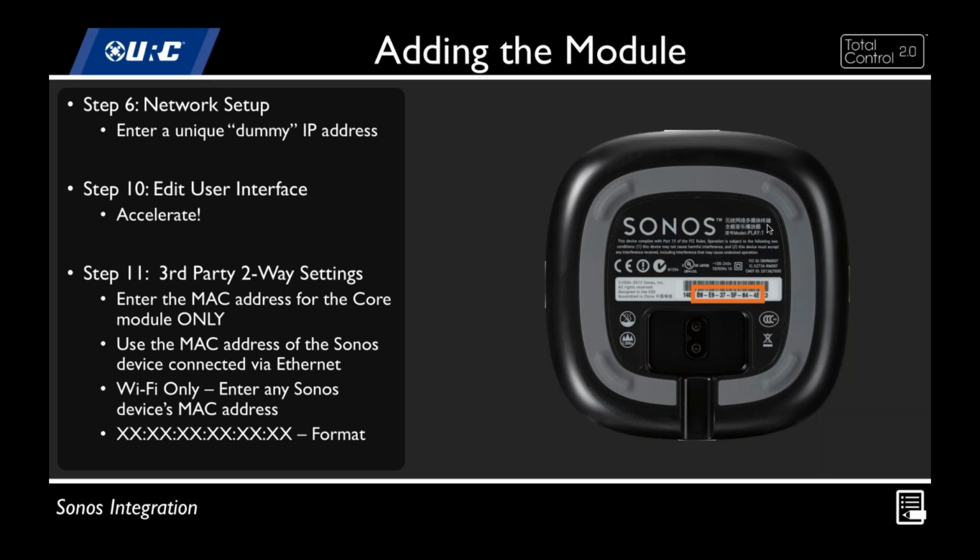Now, if we're using Wi-Fi only, you can enter the MAC address of any Sonos player. It doesn't matter which one you use. The reason we recommend using an Ethernet connection is just for the stability of being connected via Ethernet. If you're not using Ethernet, then it does not matter which Sonos device you decide to use. Just make sure that you're only entering one MAC address.